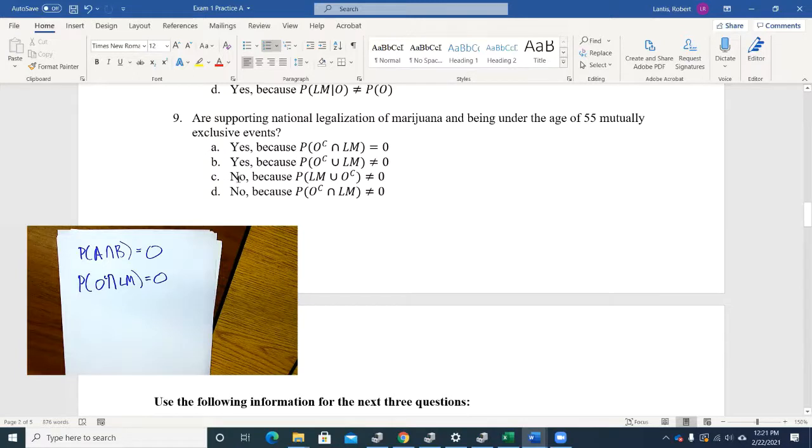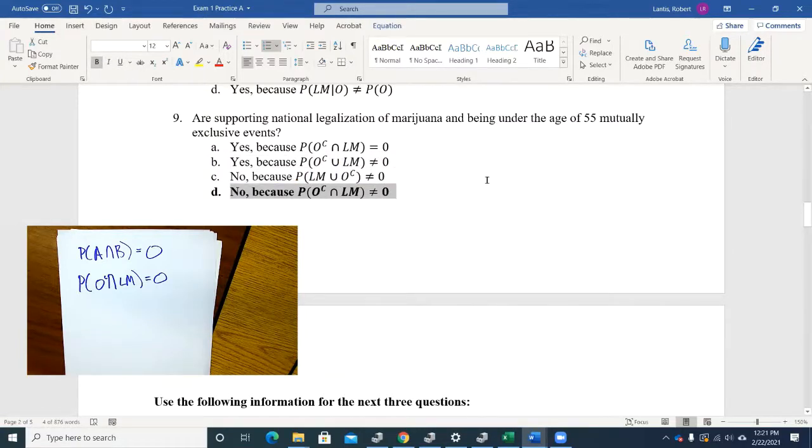So here now we're looking at, no, they're not mutually exclusive, and then we're really just choosing between: is it because the union is equal to or not equal to 0, or is it because the intersection was not equal to 0? Well, we just said they're only mutually exclusive if the intersection is 0, so here they're not mutually exclusive because that intersection is not equal to 0. Okay?